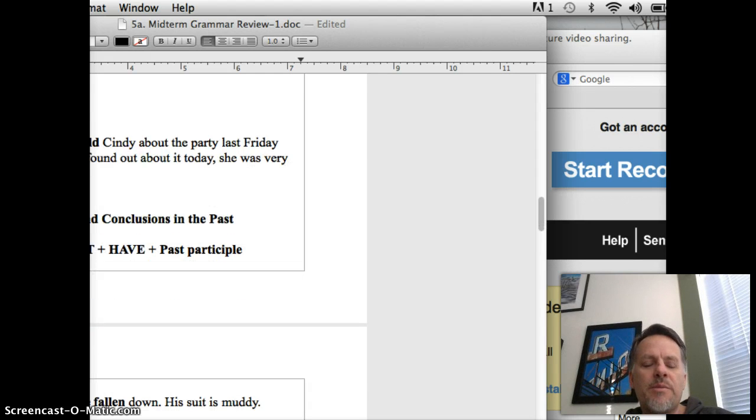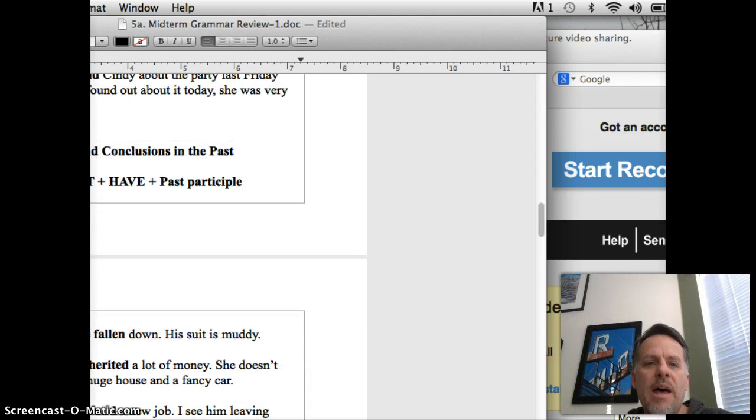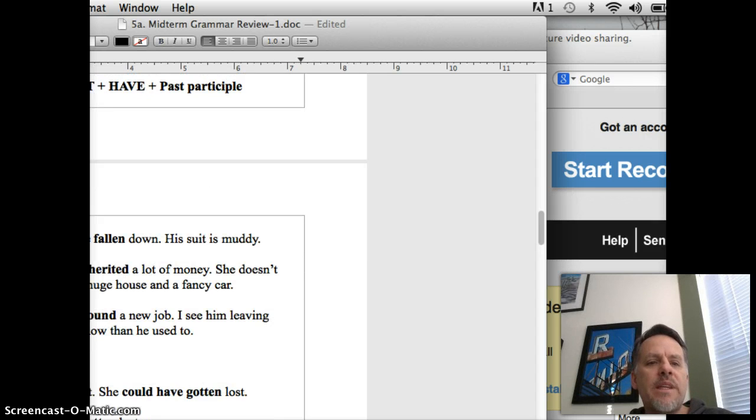All right, and then we have speculations and conclusions in the past. The strongest ones are had to plus have plus the past participle, and must plus have plus the past participle. So the examples: Vladimir must have fallen down. His suit is muddy. Vicky must have inherited a lot of money. She doesn't work, but she has a huge house and a fancy car.